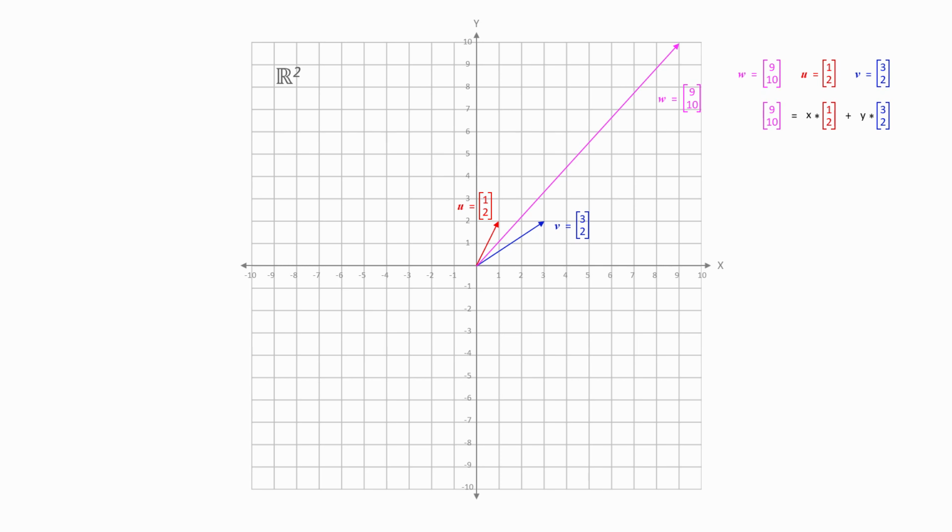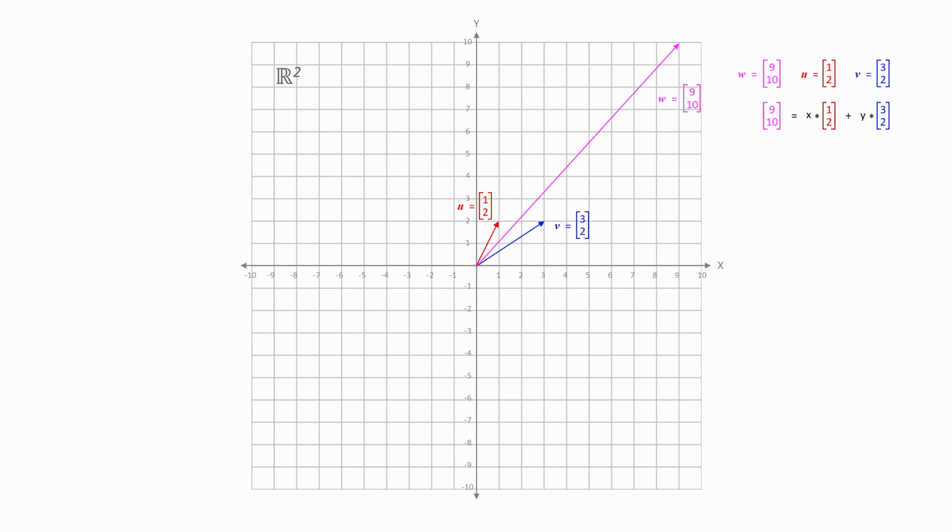If we can find a pair of coefficients that do the job, then we've discovered whether or not w is indeed a possible linear combination of u and v. To put that another way, if a suitable pair of coefficients exist, then we know that w is within the span of u and v. You can probably see at a glance that w is a linear combination of u and v. But what linear combination is it? There's more than one way to find out.